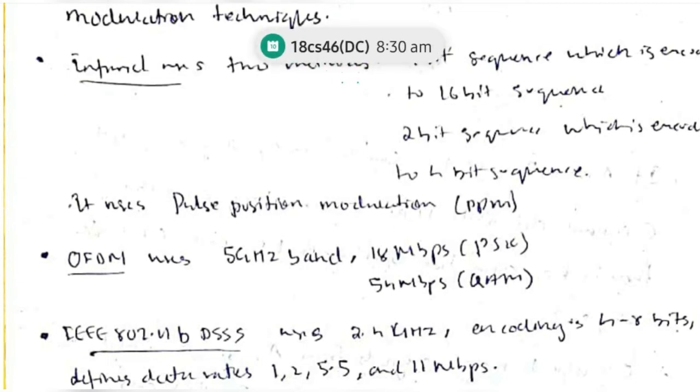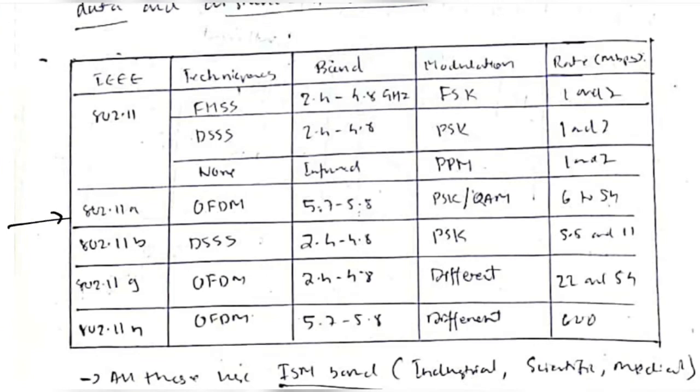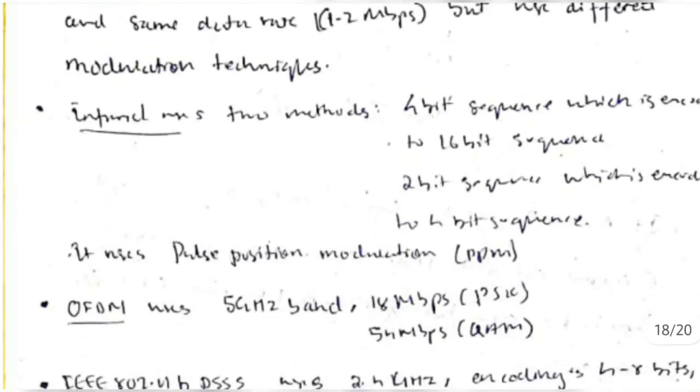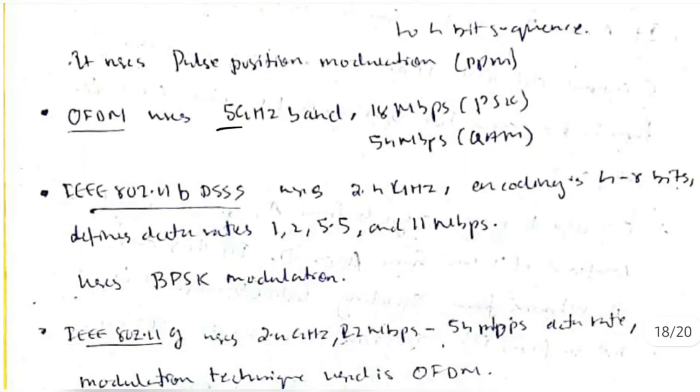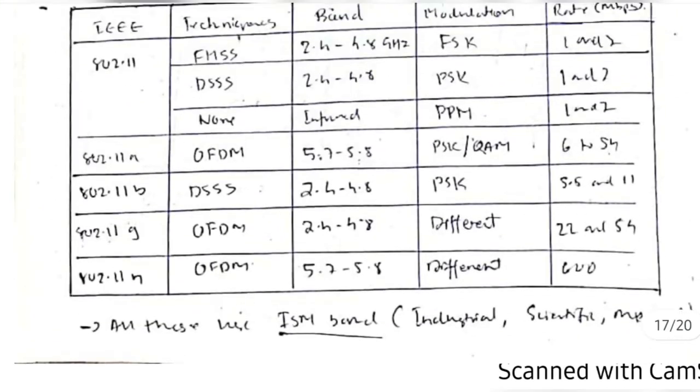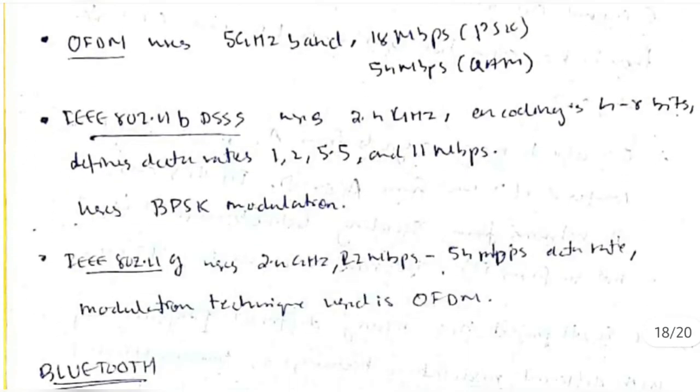Okay, and coming to the next one, which is OFDM, it uses a bandwidth of 5 gigahertz. Okay, and it uses PSK or QAM. So the data rate is also higher, which is 6 to 54. So let's see about that. Here it uses 5 gigahertz and 18 MB for PSK and 54 MB for QAM. Similarly, the next one is in the same way. The next one is DSSS, which uses PSK here, and it transfers the data up to 11 MB per second. Okay, so see here.